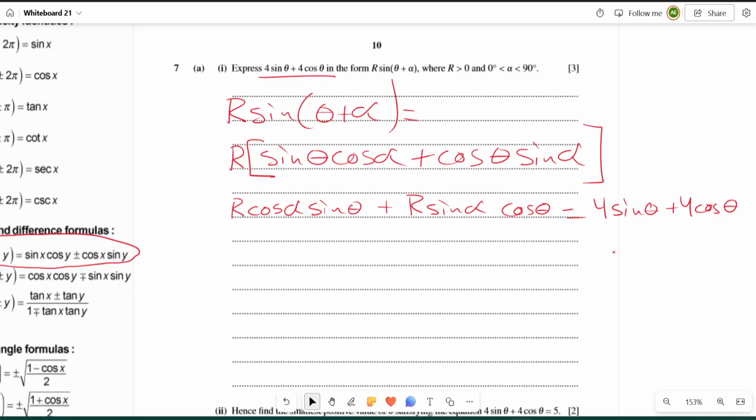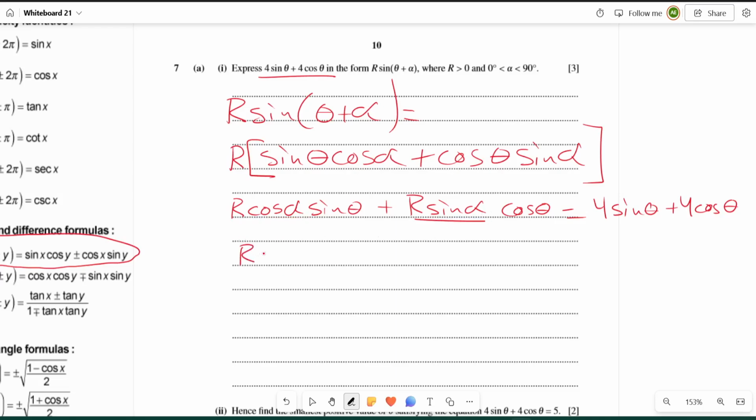By observing both sides, you will find that the sine theta term here is multiplied by r cosine alpha, and the sine theta term here is multiplied by 4, right? And then there is a plus something multiplying cosine theta, something multiplying cosine theta. So they're exactly the same. This must mean that this part should equal the 4 over here, and this part should equal the 4 over here.